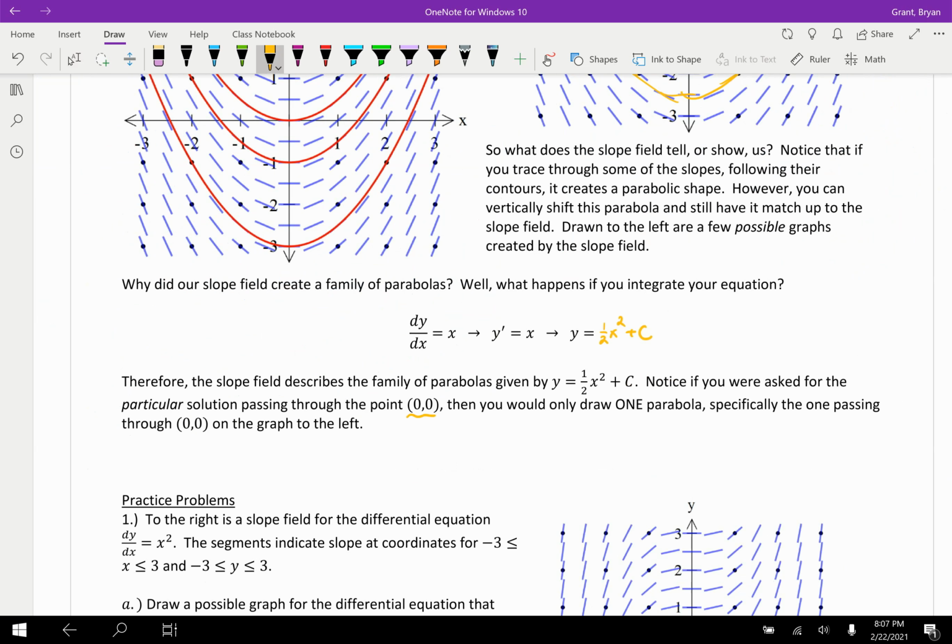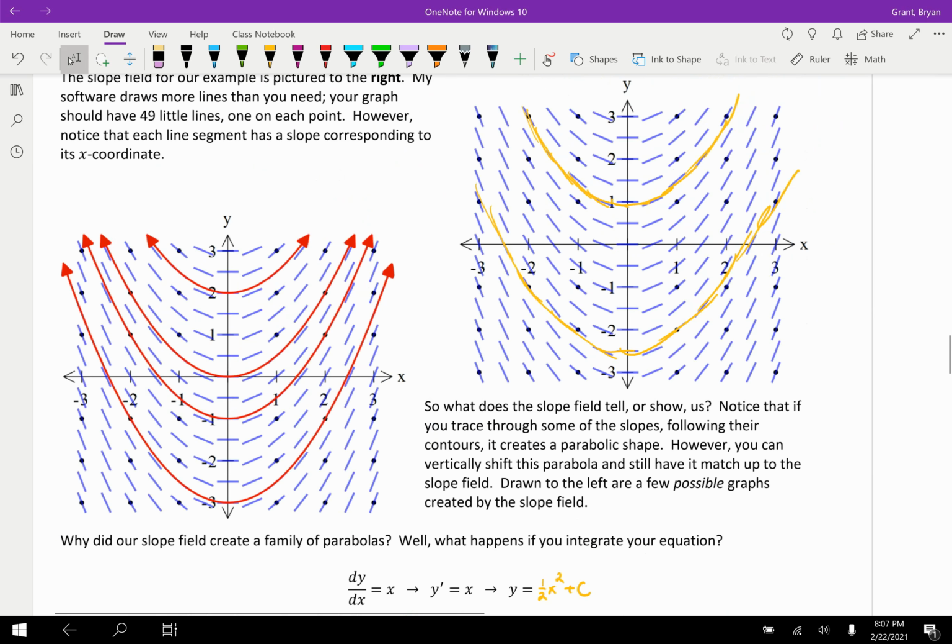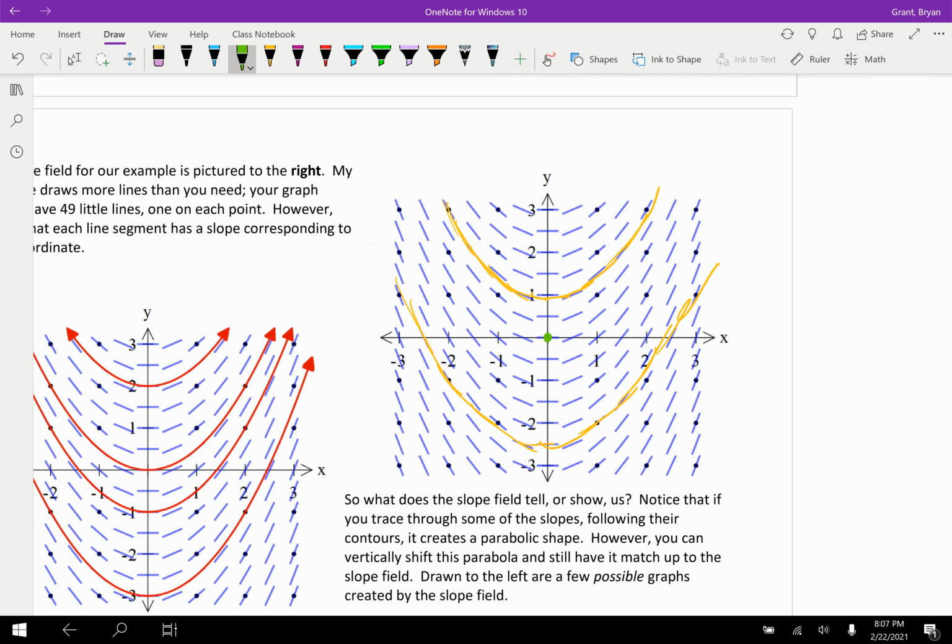If they ask you for the particular solution, we'll do this one in green, the particular solution passing through 0, 0, then what they're doing is they're essentially giving you what the constant is. Now, they're not telling you the constant, but they're saying whatever the constant is, made the parabola pass through, and I'm putting 0, 0 right here. You start at the given point, and then you just trace along the slope field to create the picture.